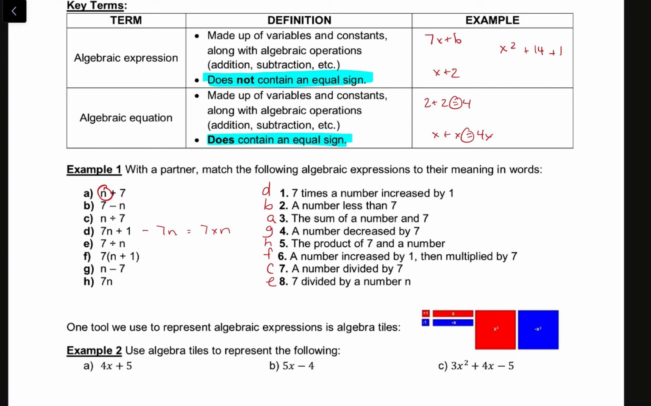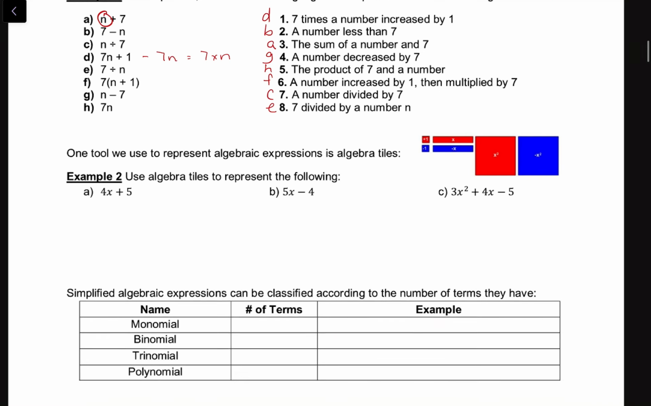Okay, so what you can do now, make sure you get all the answers correctly. So G and H, so a number decreased by 7, that's pretty straightforward. And then H, we have 7 times your N, so that is a product of 7 and a number. So make sure you have all those correct. There are different ways that we can explain these algebraic expressions in words.